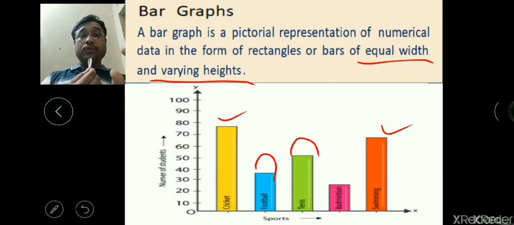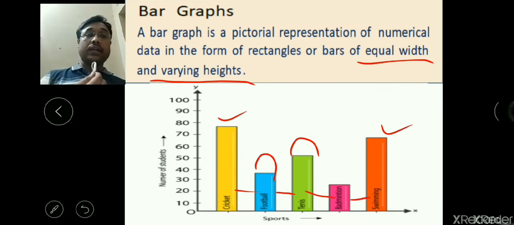So the height of the bar depends upon the numerical value, which value it represents. According to that, the height is more or less, but their width is the same. One more important fact is that the distance between the two bars should be the same. You have to maintain equal distance between the two rectangular bars, as I have shown here.